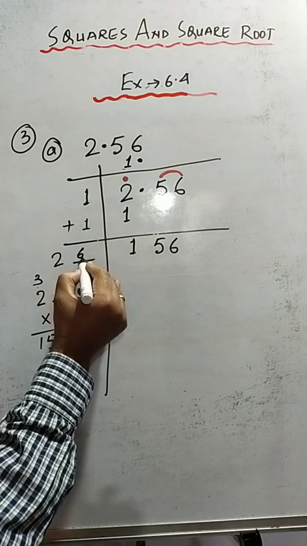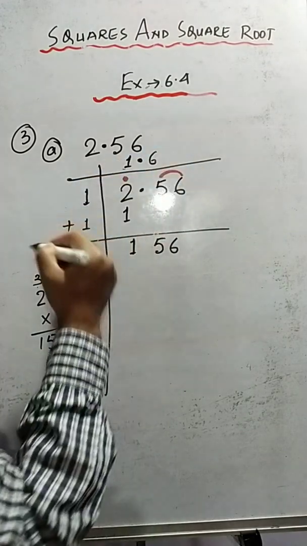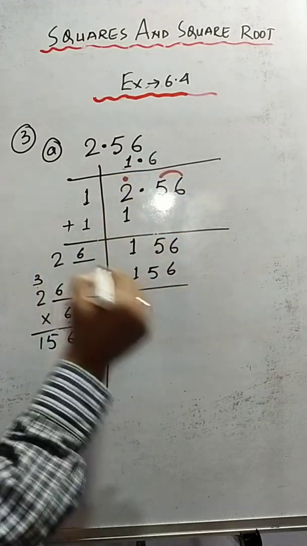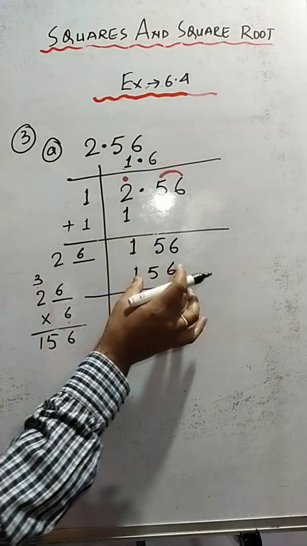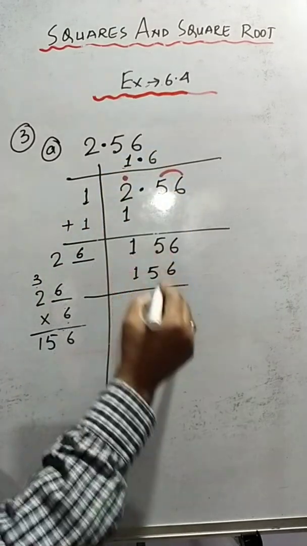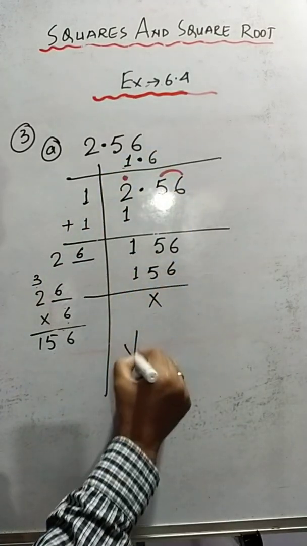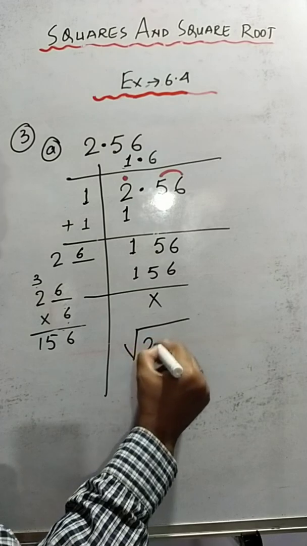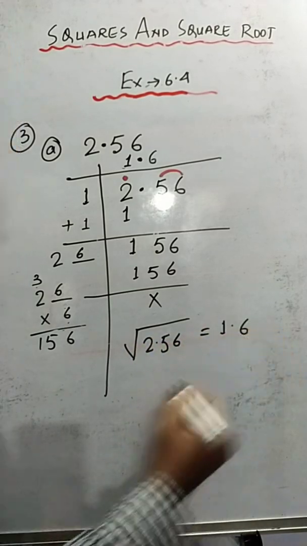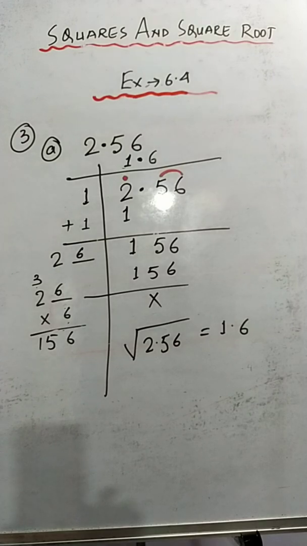So first write 6 here, then 6 in the quotient, and then you write 156. Always maintain this sequence. Never write this number first, then this. First write 6 here, then 6, then this number. Then put a cross mark. And finally what you have to write? You have to write square root of 256 would be equals to 1.6.